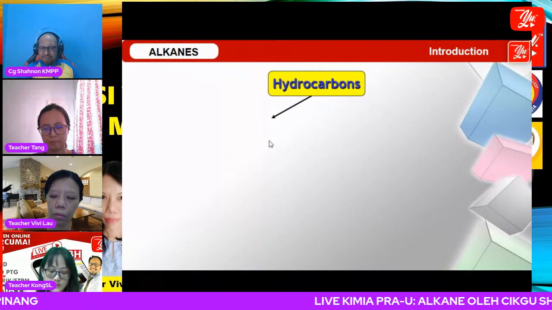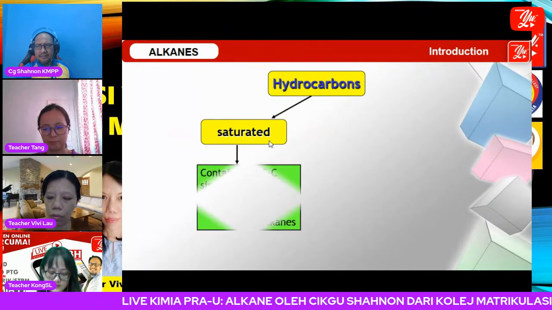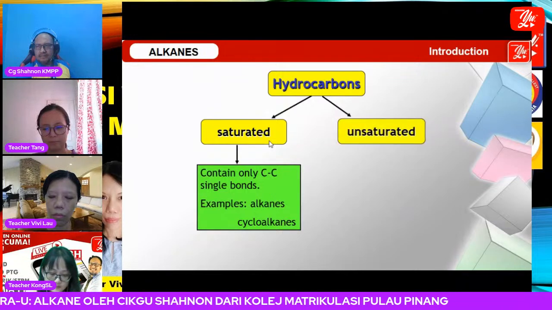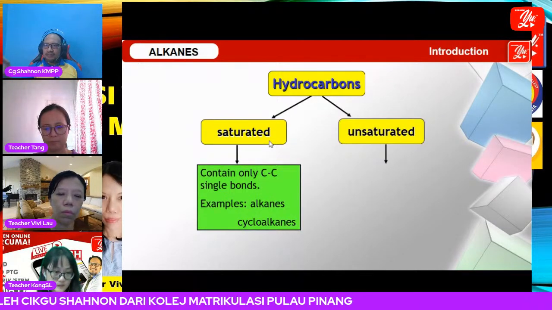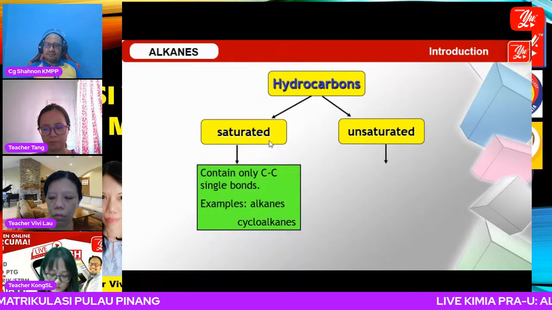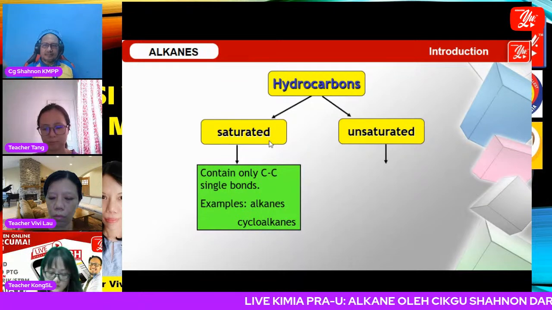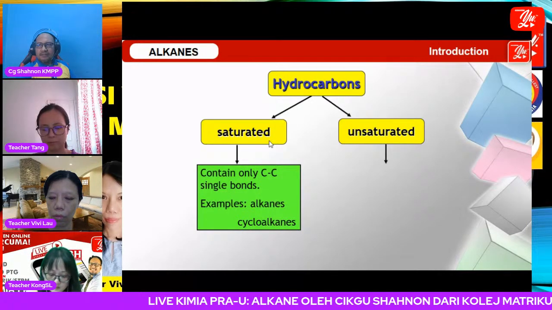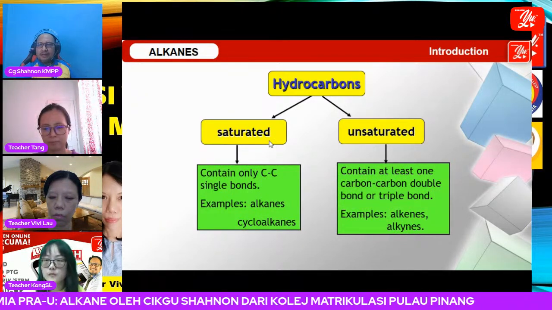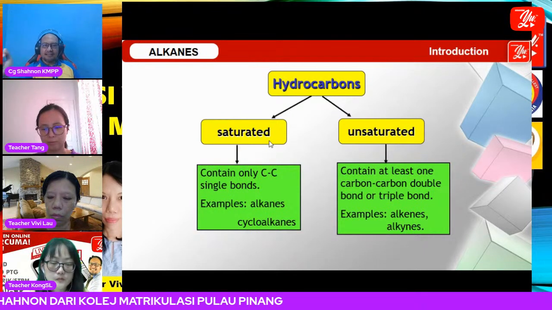In a schematic diagram, we can divide hydrocarbon into two, as I mentioned before, saturated and unsaturated. Saturated contains only carbon-carbon single bonds. Examples of saturated hydrocarbon are alkanes and cycloalkanes. Unsaturated contains at least one carbon-carbon double bond or triple bond, for example alkenes and alkynes.